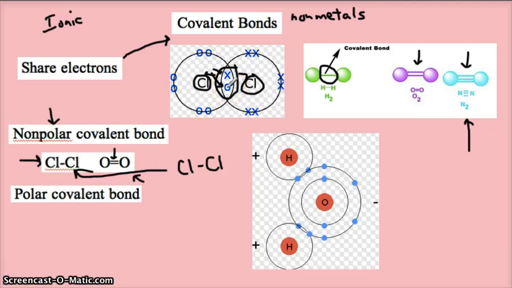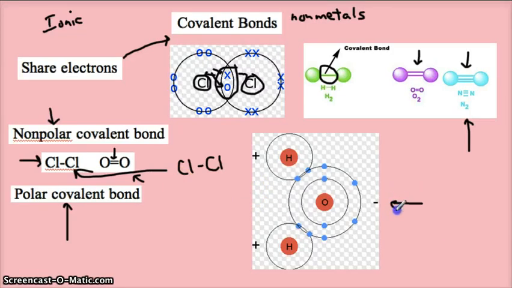But you can probably imagine that there is something called a polar covalent bond, where you don't have the same element there. When two different atoms share electrons, then you have a polar covalent bond. Shared electrons are attracted more to one nucleus. And we have a very simple example here, water.